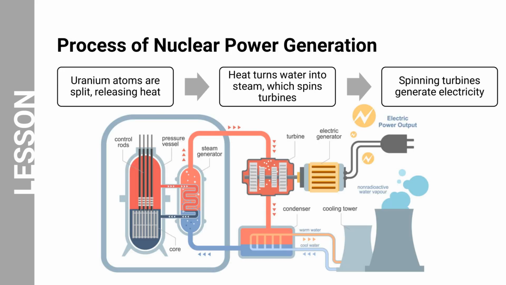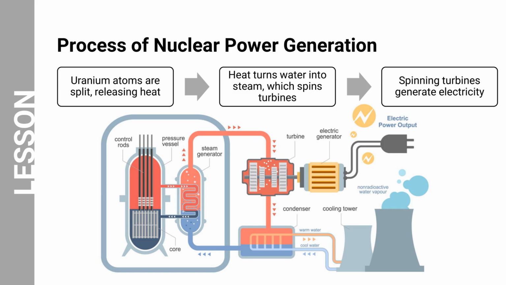Let's now look at the process of nuclear power generation. Nuclear power generation starts with nuclear fission, where the nucleus of an atom, usually uranium, is split apart. When a neutron hits a uranium atom, it splits and releases more neutrons, which cause nearby atoms to split as well. This creates a controlled chain reaction, releasing a lot of heat.